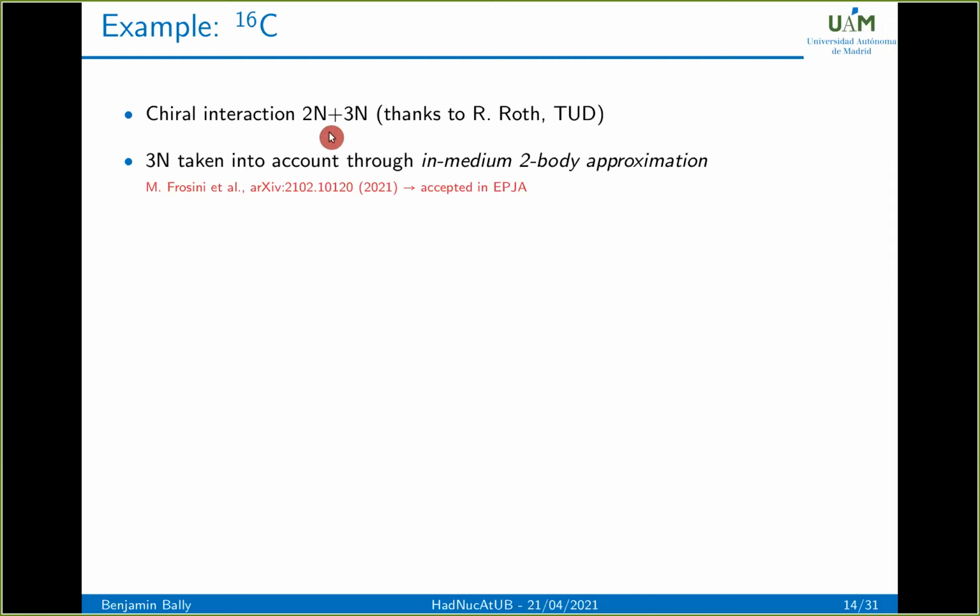And so the three-body part here is taken into account through what we call the in-medium two-body approximation. That is a method that we recently proposed in this arXiv draft, and that was also recently accepted in European Physical Journal A. So it should appear in a few weeks or a few days.